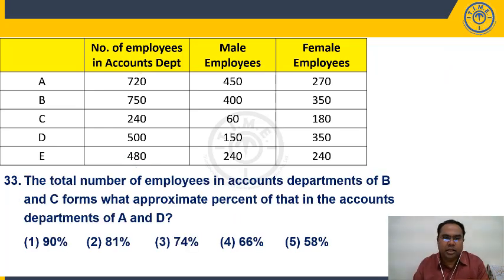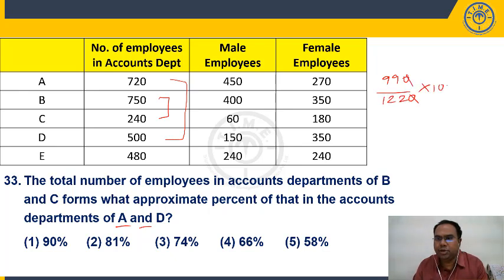Question number 33. The total number of employees in accounts department of B and C. Accounts department, total number of employees in B and C. 750 and 240. How much? 990. What approximate percentage of that is in accounts department A and D? A and D, if you add 720 plus 500, 1220.